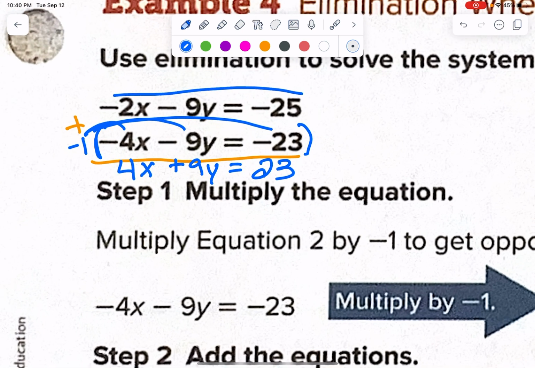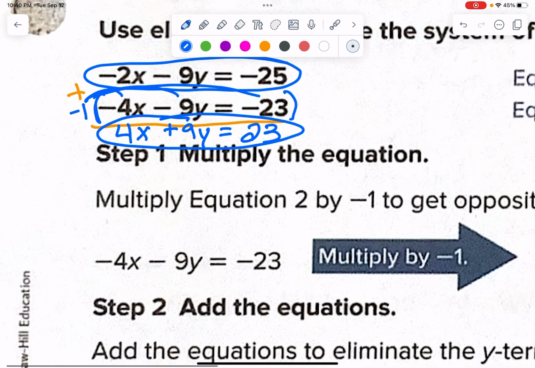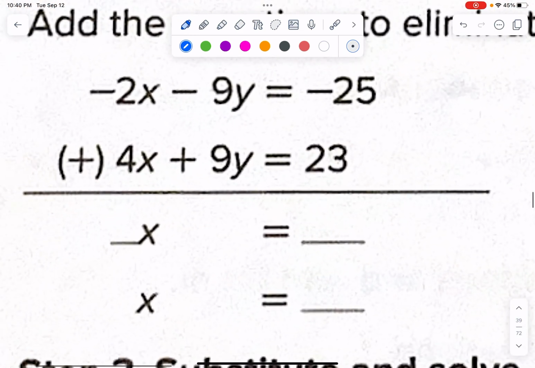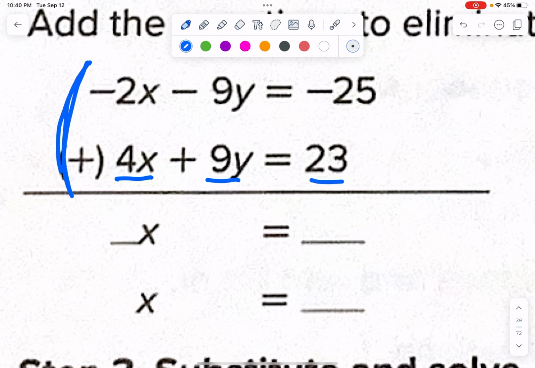Then I'm going to take the top equation, which I left alone, I didn't do anything to, and I'm going to add that to the bottom one, okay? So here we go. That's what we have going on here. They flipped the signs of the bottom one, so 4x, 9y, 23, and I'm going to add those two together, okay? So negative 2x plus 4x is going to be positive 2x, okay? 2x. Negative 9y and positive 9y goes away, and then negative 25 and positive 23 makes negative 2.